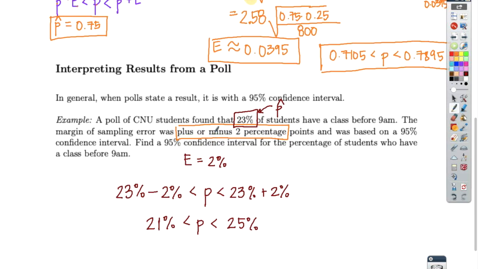The language of this problem is basically implying that we did not give this poll to the entire population of CNU students. We're assuming that this 23% came from a sample, and that's why it might be a little bit off from the population probability. So we're saying we are very confident, 95% confident, that the real answer for every single CNU student is somewhere between 21 and 25% that have a class before 9 a.m.